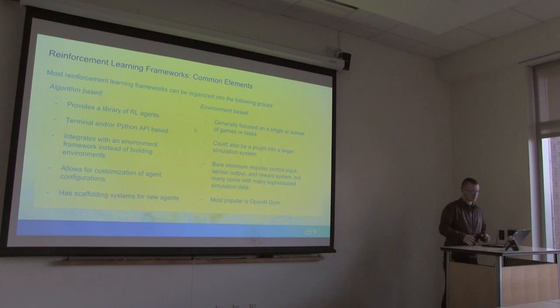Usually algorithms can be more terminal based, or you get a really nice Python object API where it just says, like, here's my agent, agent.run, something extremely simple. Algorithm-based frameworks usually do not include the environments, and they do not try to build new types of environments. They allow for customizations. Environment-based ones are usually based on one particular game or one subset of games. You can also plug it into more complicated systems like game engines, where you can provide the feedback back to your model.